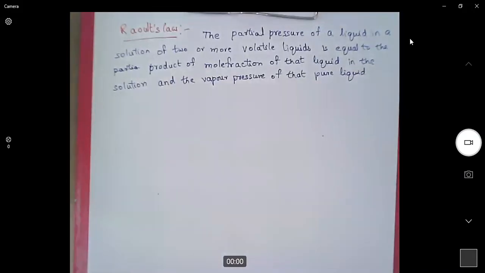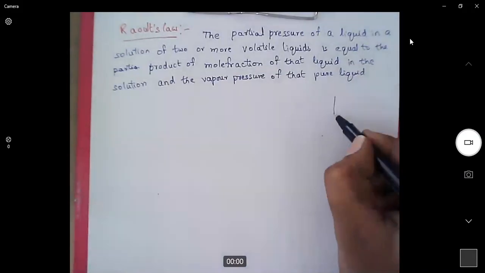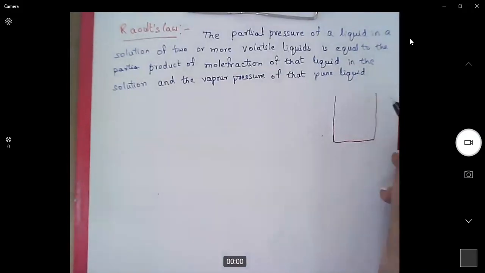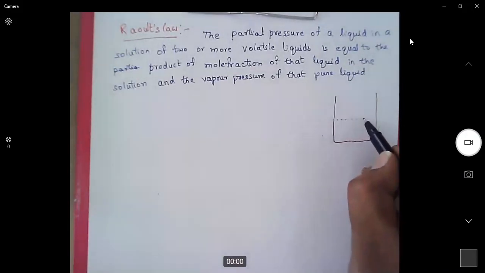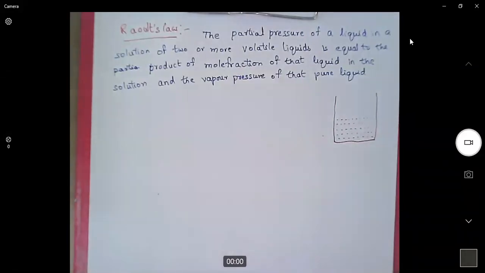Before we discuss Raoult's law, what is vapor pressure? Have you ever observed while fueling your motor vehicle that some of the fuel, particularly petrol, is vaporizing fast? You can feel the vapor, right? So that's what is called vapor pressure.